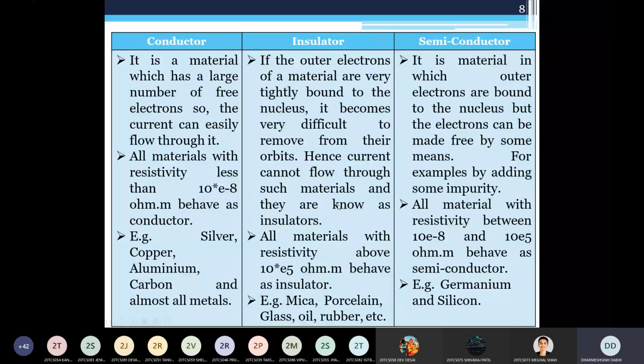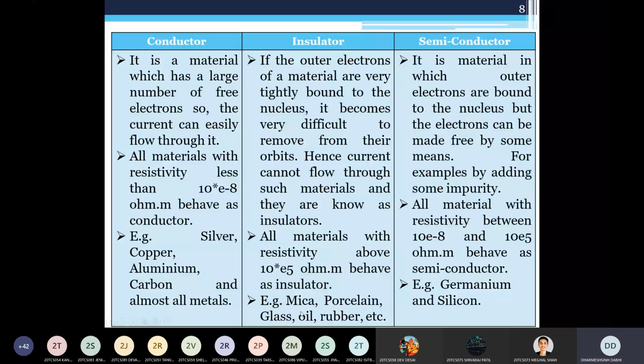All the material which has a resistivity above 10 raised to 5 ohm-meter, that type of material behaves as an insulator. What are the examples? The first example is mica, then porcelain, glass, oil, and rubber. All these are insulating materials. In this type of material, current cannot easily flow because they have a high value of resistance.